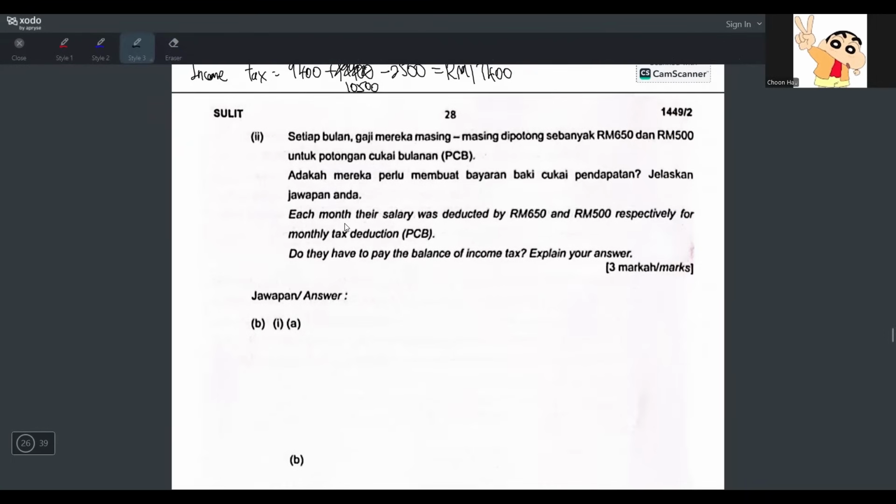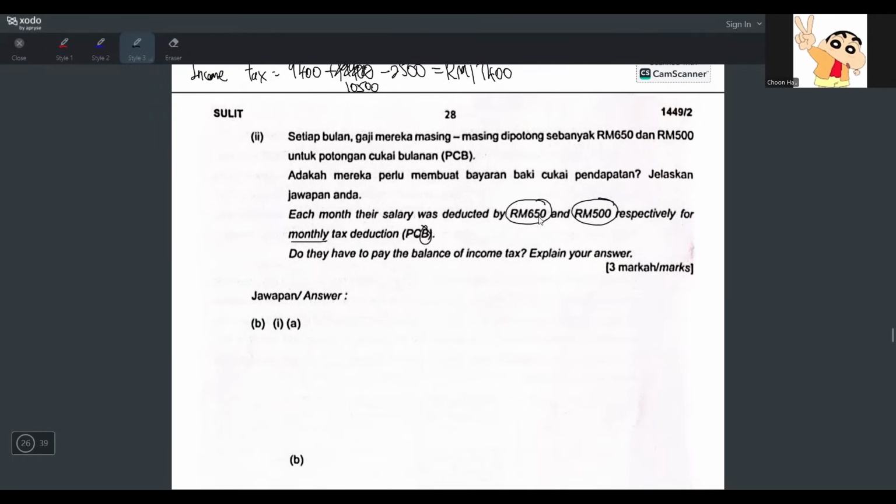Each month their salary was deducted by 650 and 500 respectively for the PCB. The way I teach my students, I always tell them if the question gives PCB, you straight away times 12. Straight away times 12. Otherwise, you will forget it later, then it's bad. So what you have to do now, just multiply by 12. Because PCB stands for potongan cukai bulanan, monthly tax deduction. Cukai is always for 1 year, so you straight away times 12.